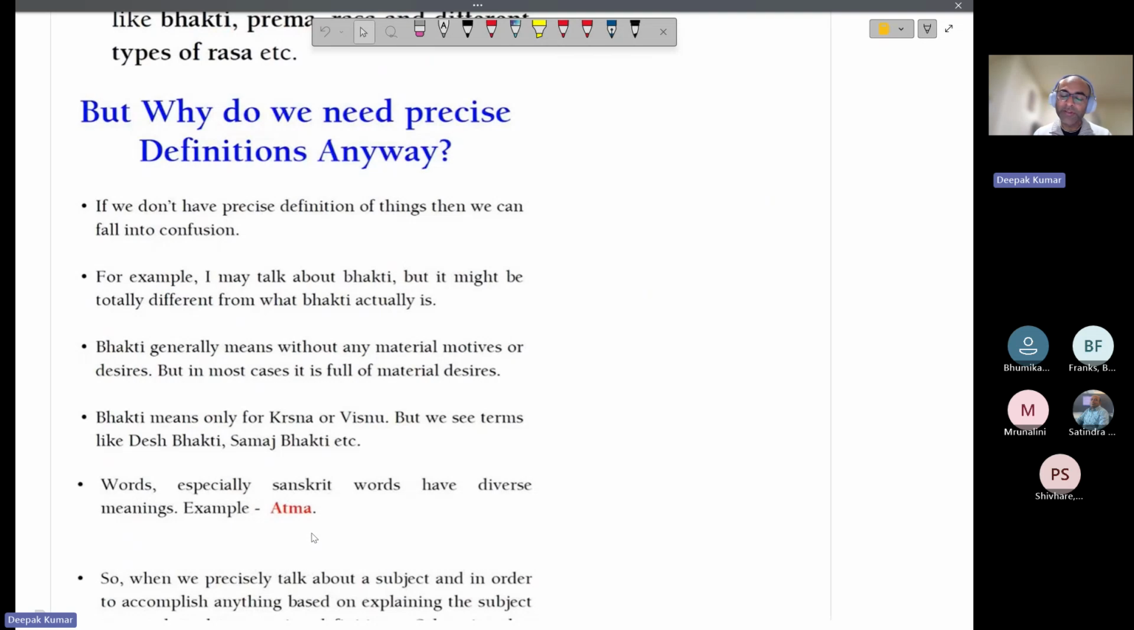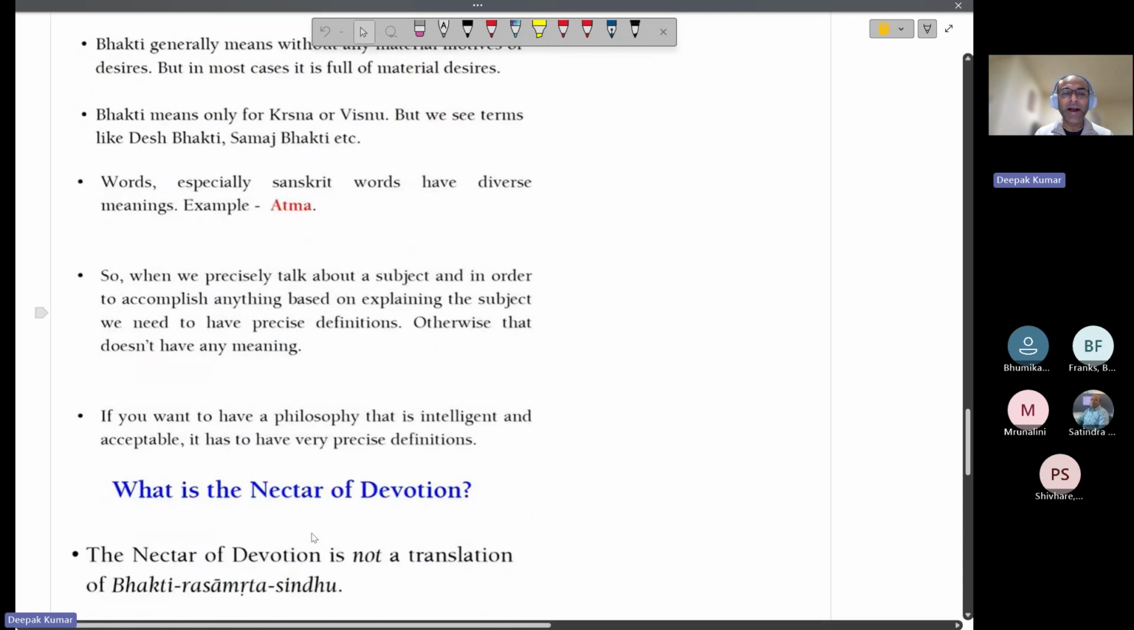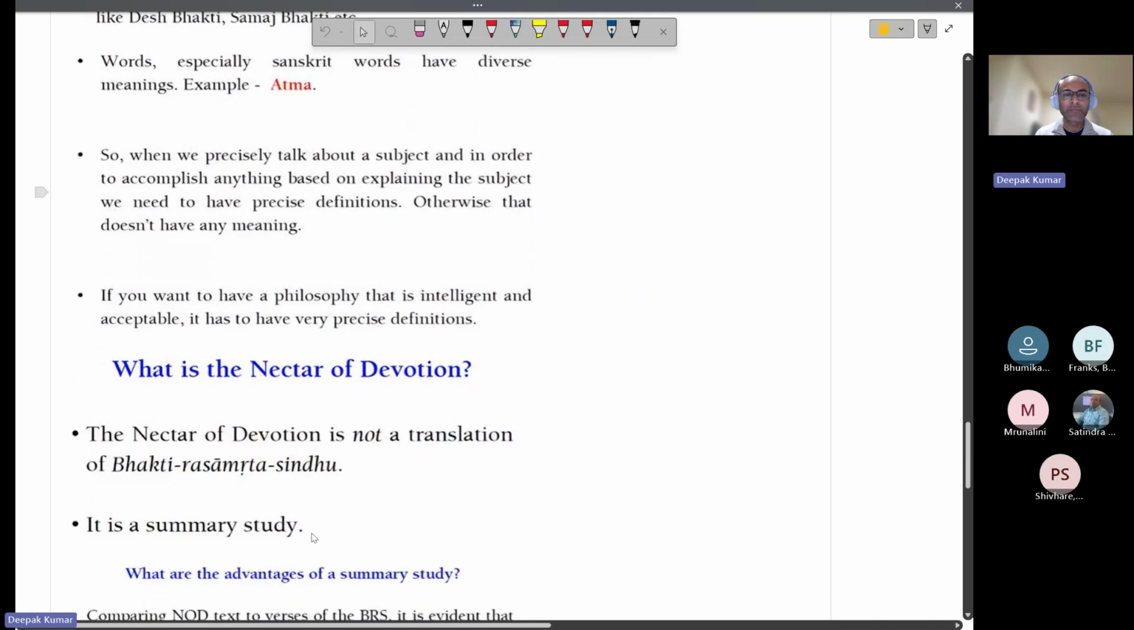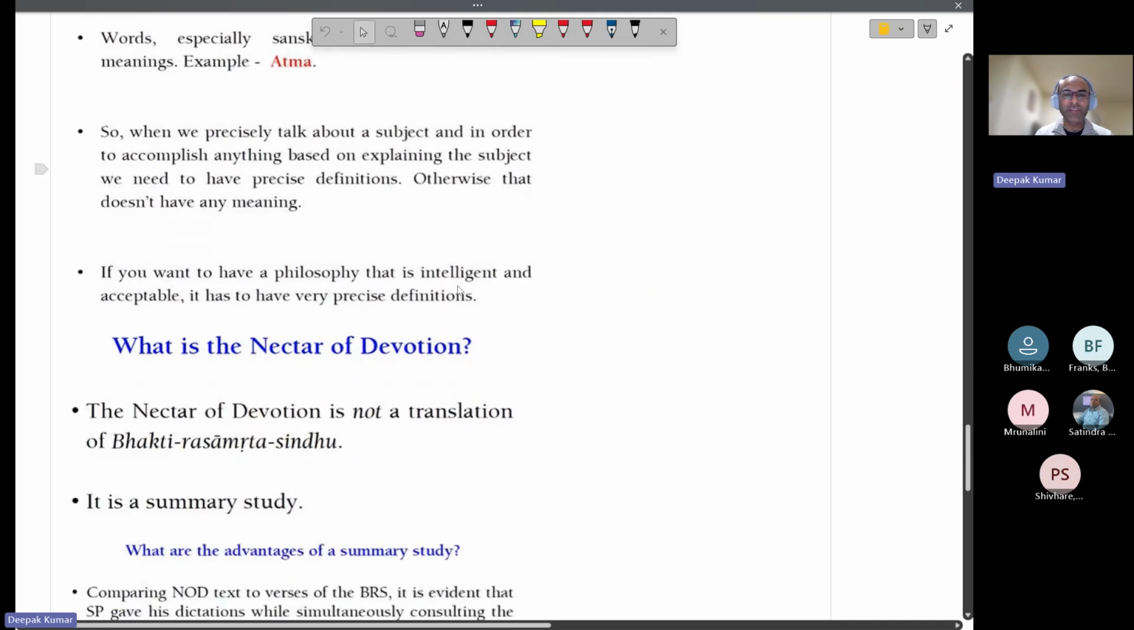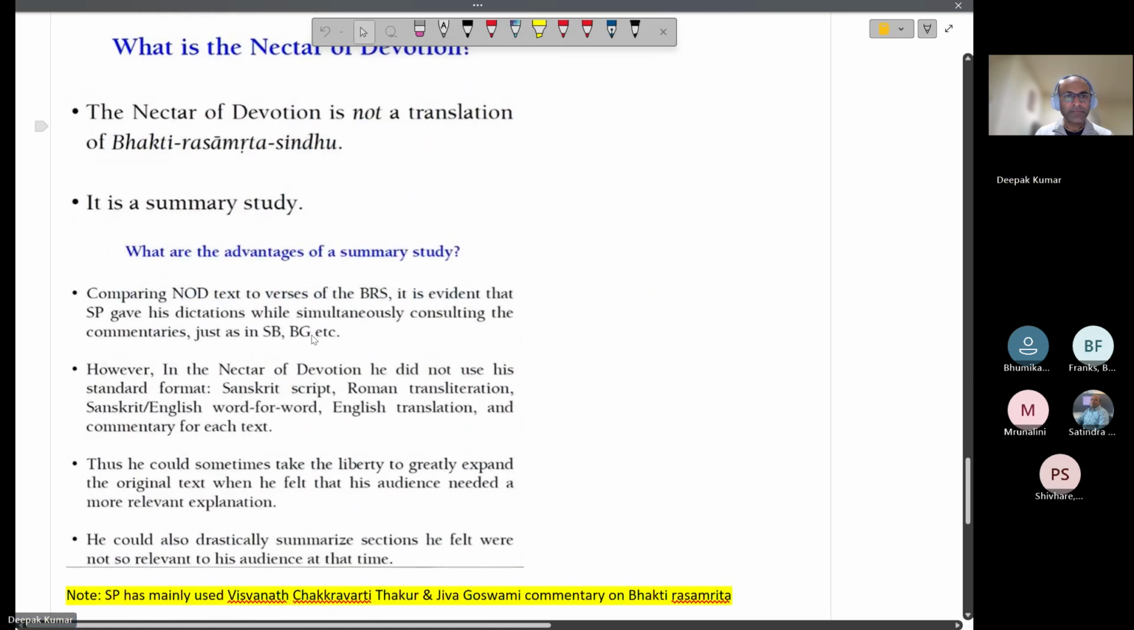And Bhakti-Rasamrita-Sindhu addresses that by precisely giving the answers to that. So if you want to have a philosophy that is intelligent and acceptable, it has to have very precise definitions. Nectar of Devotion is not a translation of Bhakti-Rasamrita-Sindhu. I said that it is a summary study. It is not exactly a translation.